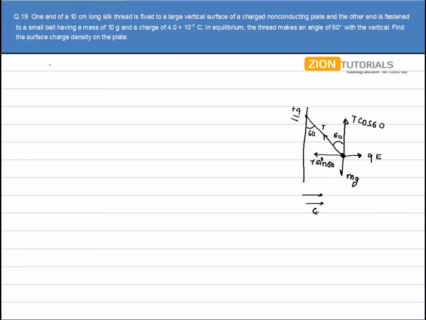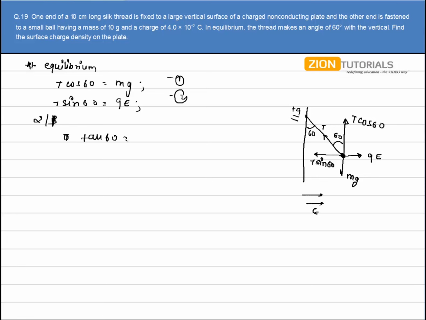So I can write at equilibrium, T cos 60 is equals to mg and T sin 60 is given by QE. Taking ratio of 2 and 1, I can write tan 60 is equals to QE by mg.